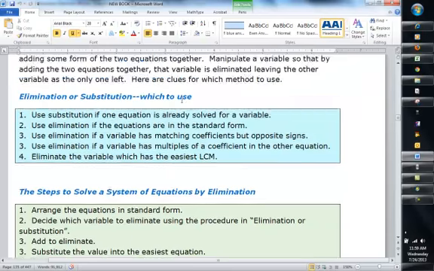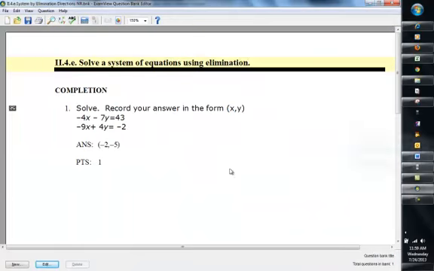Should you use elimination or substitution? If one equation is already solved for a variable, use substitution. If they are in the standard form, use elimination. If the variables have matching coefficients but opposite signs, use elimination. If a variable has multiples of a coefficient in the other equation, use elimination. And always eliminate the variable which has the easiest lowest common multiple.